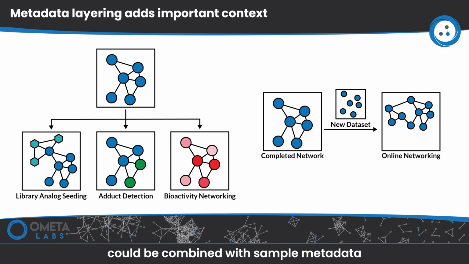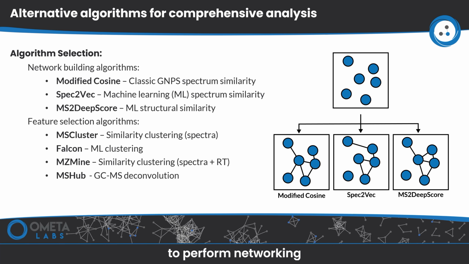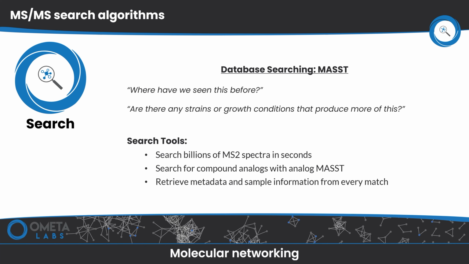Molecular networking can be combined with sample metadata to provide important context for identifying novel compounds. For instance, bioactivity data can be layered over the network to identify bioactive metabolites. We also provide workflows to detect adducts in the network, add new data to an existing network, and identify library compounds that are similar but not identical to unknown metabolites. We also provide several algorithms to perform networking and feature selection. Each of these algorithms has its own strengths and weaknesses, which is why we make it easy to run different algorithms and compare results.